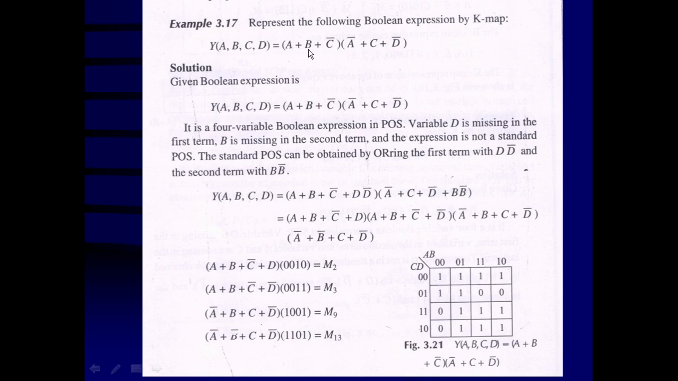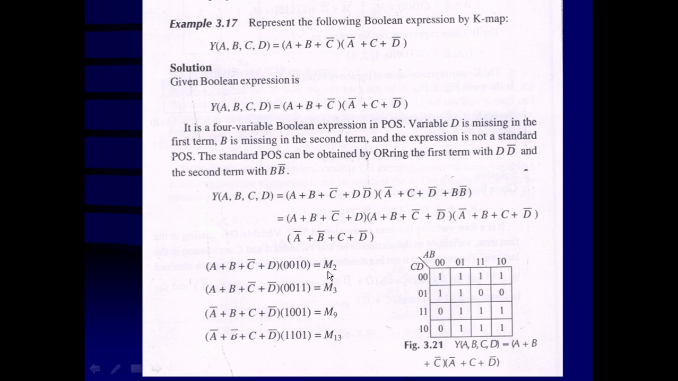In the first case, A plus B plus C bar is there. Because it is a 4 variable equation, D is missing, and hence D bar is going to be added here. For the second fundamental sum, B is missing, so B bar is going to be added here. By expanding this, we get the standard product of sums equation like this one. Corresponding to this we can obtain the max term A plus B bar plus C bar plus D, which is equal to 0 0 1 0. That means this is M2.